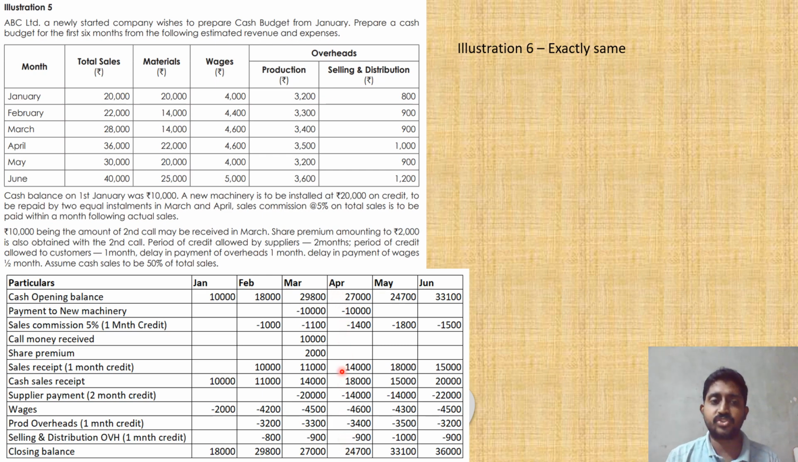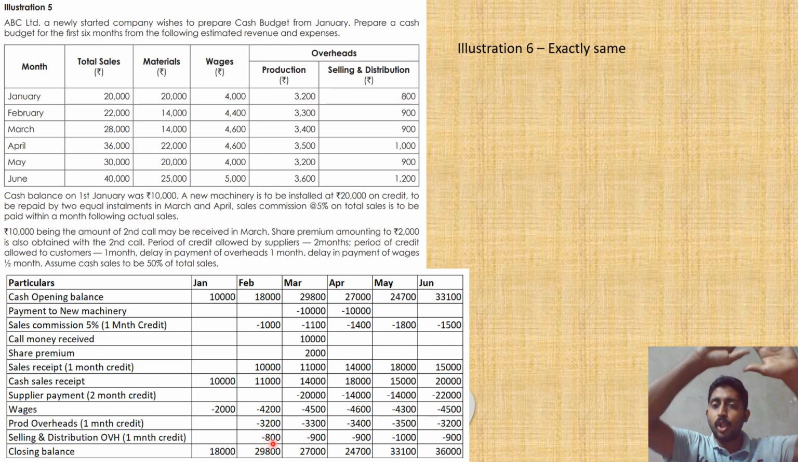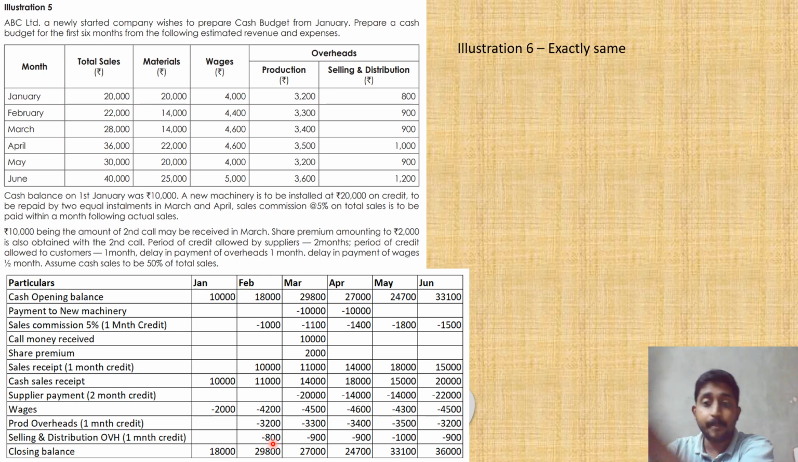So give effect to all those transactions. Payment for machinery is an outflow, it will be negative. Sales commission, yes, we are paying to the outsiders or dealers, that will be an outflow. Call money received, that is a receipt. Share premium received, that is also a receipt. Sales, yes, we will receive the sales revenue. Supplier payment for raw material is a payment. Wages paid to the employees are also a payment, negative sign. Production overheads, yes, we are going to pay to the vendors. Selling and distribution overheads, we are going to pay to the vendors, negative sign. So all the positive and negative signs you can add and find the closing bank balance, and that will be the opening bank balance for the next month.